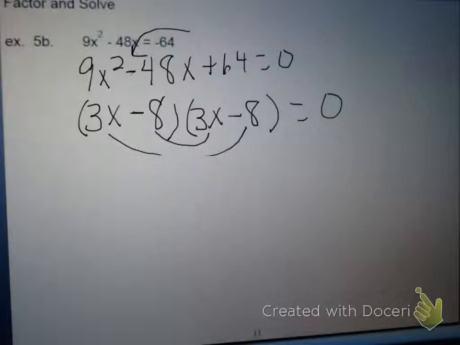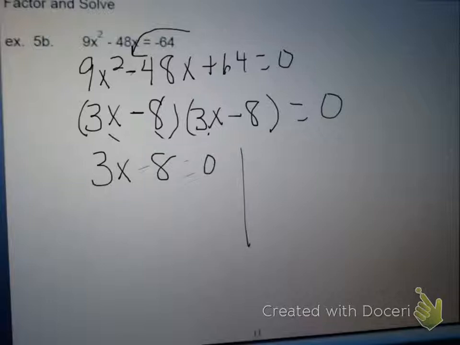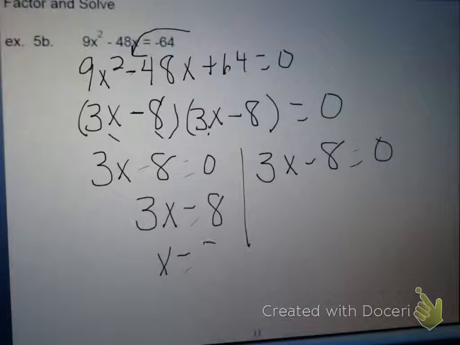So now I have to solve. Because these two binomials are the exact same thing, I only have to solve one equation. So x is equal to 8/3. So the other answer is going to be 8/3 too. I have two answers, they just happen to be the exact same thing.